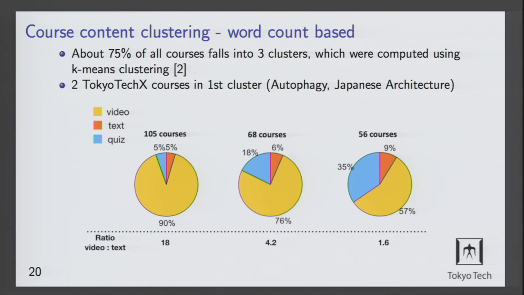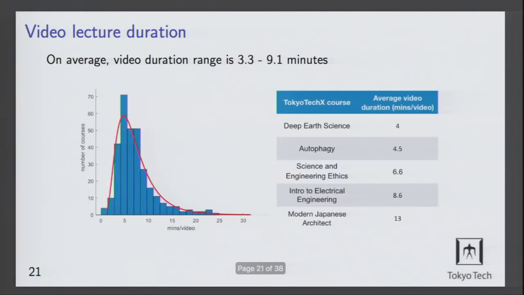And 2 of the Tokyo Tech courses here belong to the first cluster. So since we identified that videos are a very important part of content here, we decided to look at what is the average video duration, and we were able to find that the average duration ranges from 3 to 9 minutes. And 4 of the Tokyo Tech courses lie in this range, except for 1 course, which is modern Japanese architecture.